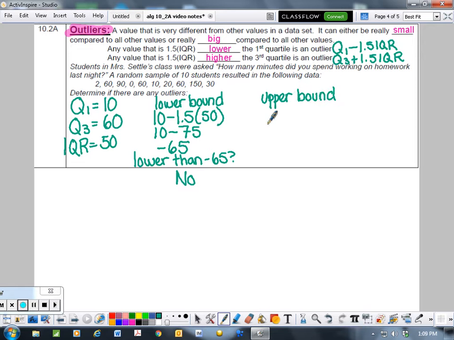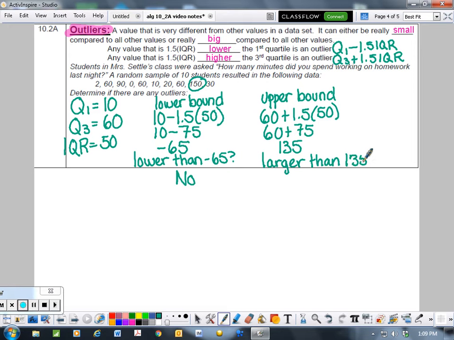So I take my third quartile, 60, and I'm going to add 1.5 of my IQR. So I'm going to take 60 and I'm going to add that 75 to it. And when I do that, I'm going to get, I'm not sure, 60 plus 75, 135. And then I ask myself, are there any values higher than 135? And then of course we do. We have 150. So that means that 150 is an outlier.